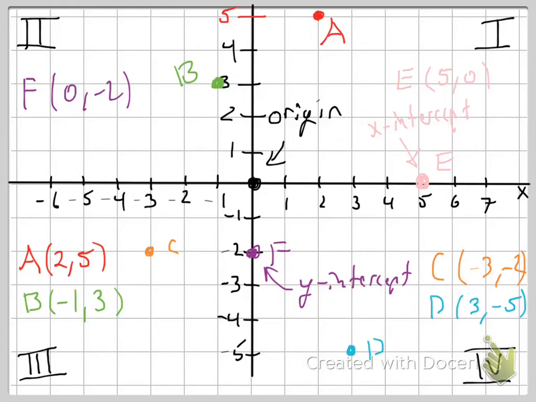And then if we're on the x-axis, it'll be some number, 0. The y-coordinate will always be 0 on the x-axis because we don't get on any floor. We don't go up or down. If we're on the y-axis, the x is 0 because we didn't go left or right. We just went up and down.